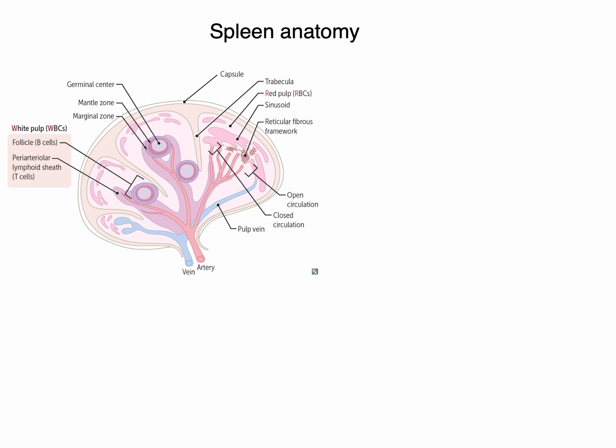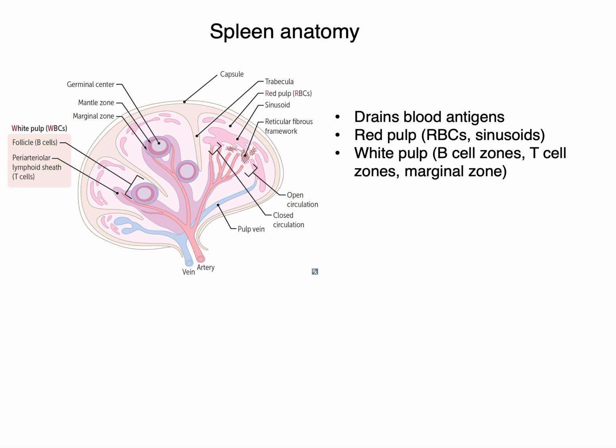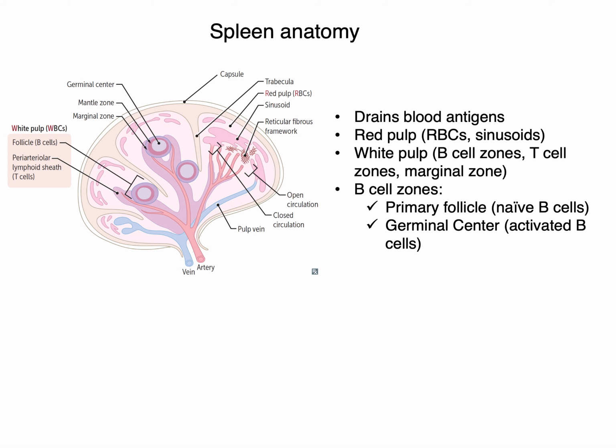The spleen has a very similar structure in the sense that there are B cell zones and there are T cell zones, but there are some unique features to its anatomy that you should know. First, the spleen, rather than draining tissue antigens, drains blood antigens. The bulk of the spleen is composed of red pulp, which includes red blood cells and sinusoids. We're not really going to talk about the red pulp in this session. The white pulp is what we're really interested in, and that includes the B cell zones, the T cell zones, and the marginal zone.